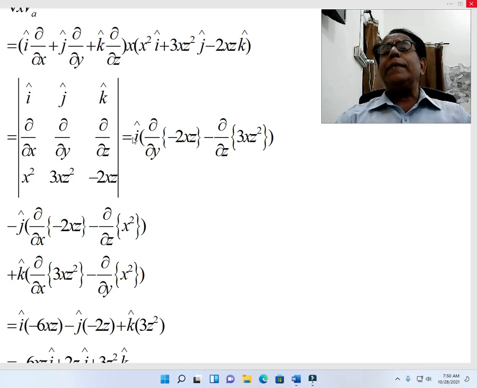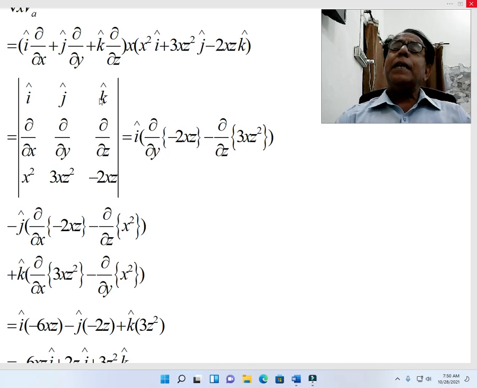Okay, actually dear students, the formula is minus 1 raised to the power number of row plus number of column. In case of i, this is first row and first column, so it will become minus 1 raised to the power 1 plus 1, that is minus 1 square, and you know that an even power of minus 1 is always plus. But in case of j, we will take minus 1 raised to the power 1 plus 2, because this is first row and second column, so it will become minus 1 raised to the power 3, and we know that an odd power of minus 1 is always minus 1.